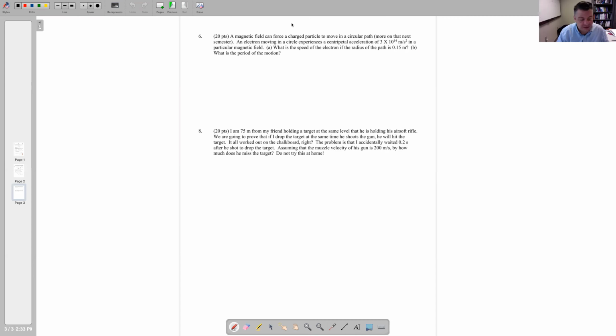A magnetic field, which we'll learn about next semester, can force a charged particle to move in a circular path. An electron moving in a circle experiences a centripetal acceleration, so we're given that, of 3 times 10 to the 14th meters per second squared. Little particle can handle a lot of acceleration. What is the speed of the electron if the radius is 0.15 meters, or 15 centimeters?